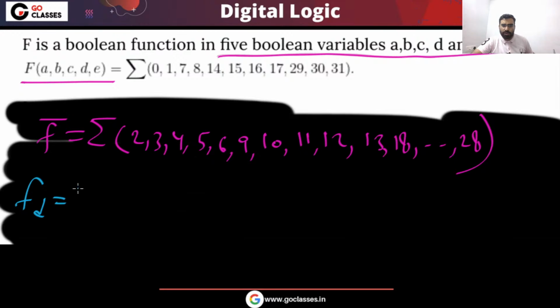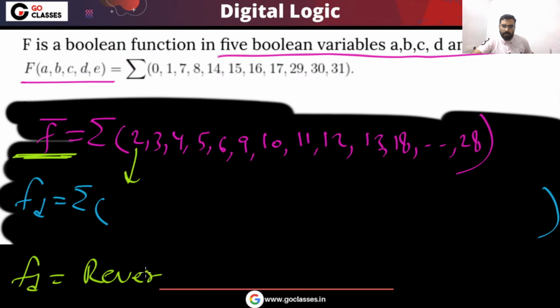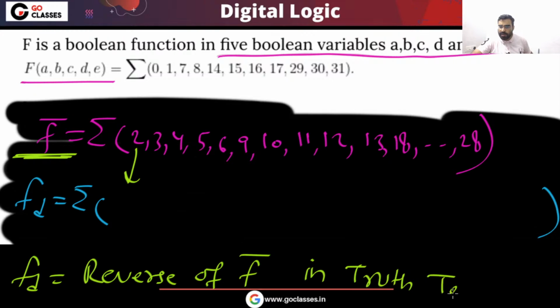Now you can find F dual. F dual is very simple. F dual means reverse of F complement. Yes or no? F dual is the reverse of F complement in the truth table.